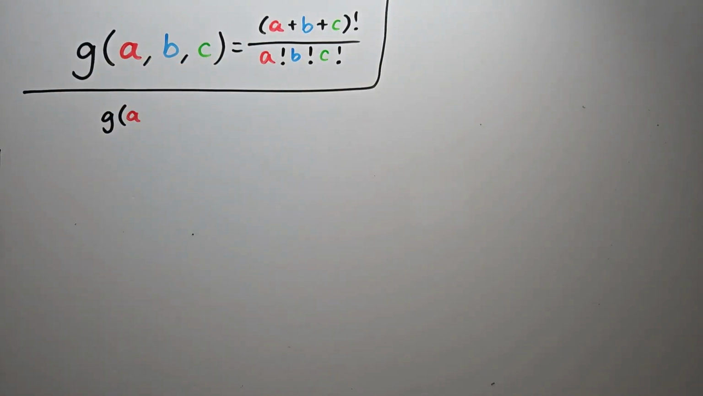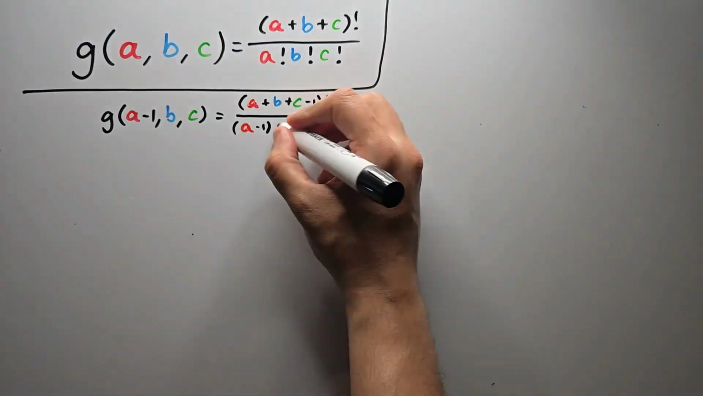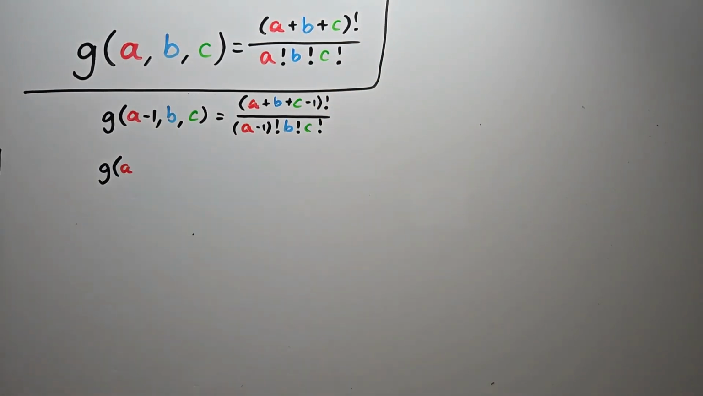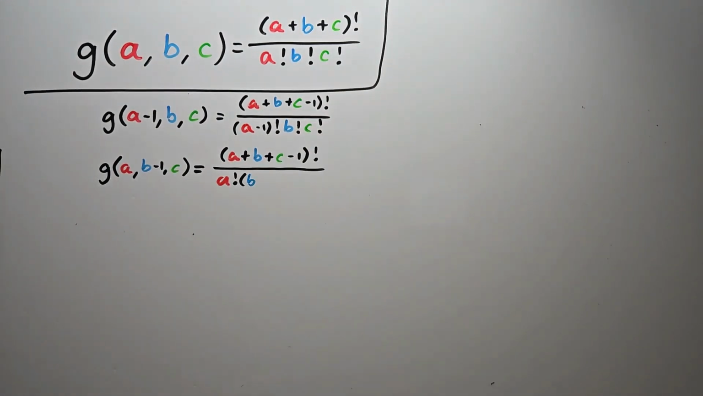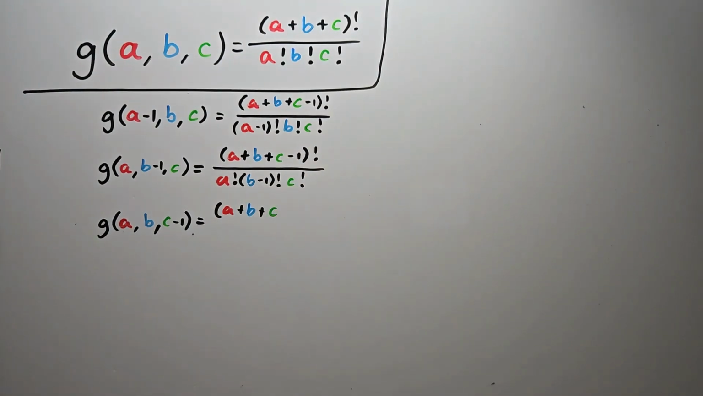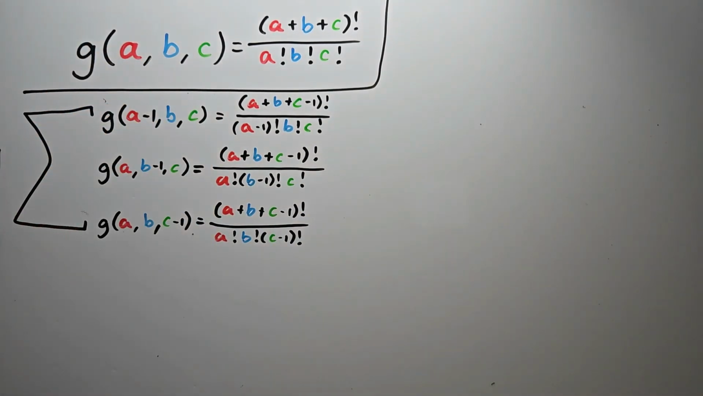Now we are going to show that 3 adjacent numbers from this function do indeed sum to the number below them. To do this, we will first write out g of a minus 1, b, c, g of a, b minus 1, c, and g of a, b, c minus 1. Then we will sum them all up.